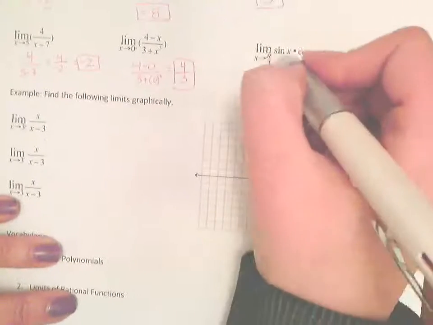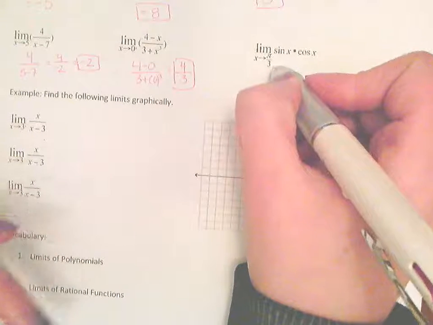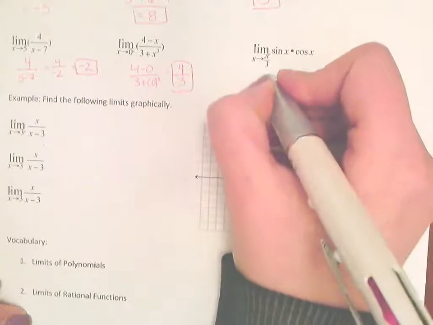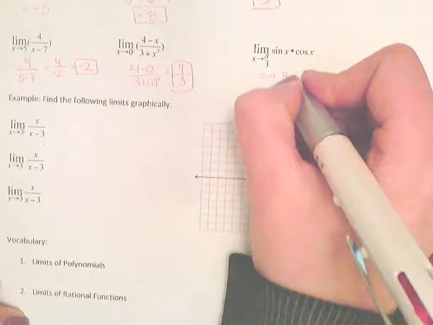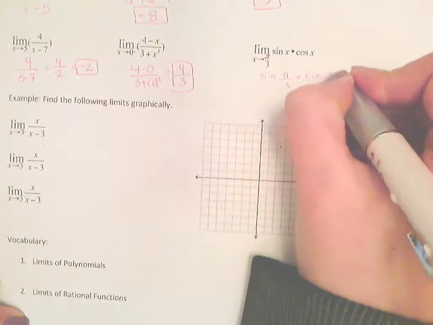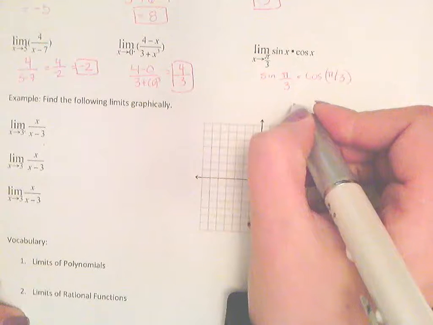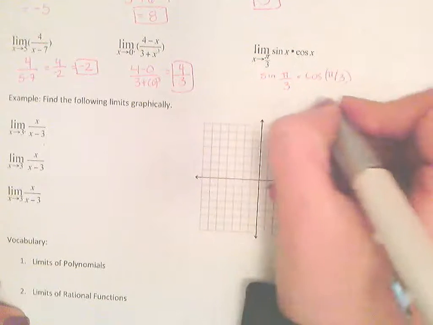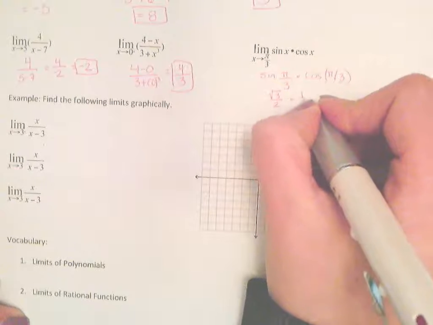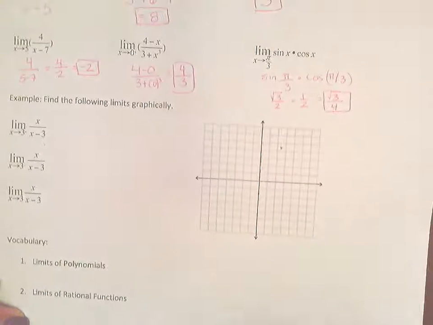Now you can have limits of trig functions, but usually, if you don't have a calculator, your inputs are going to be straight from the unit circle. So sine of pi over 3 times cosine of pi over 3. And of course, that is going to be square root of 3 over 2 times 1/2, which is square root of 3 over 4. Okay?